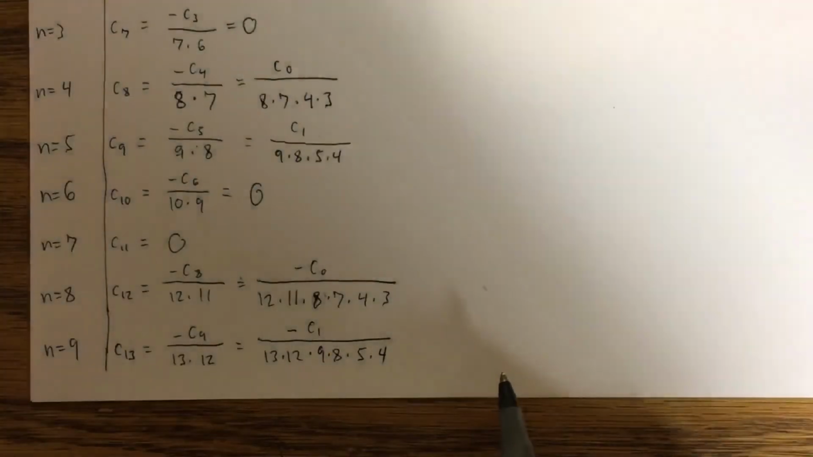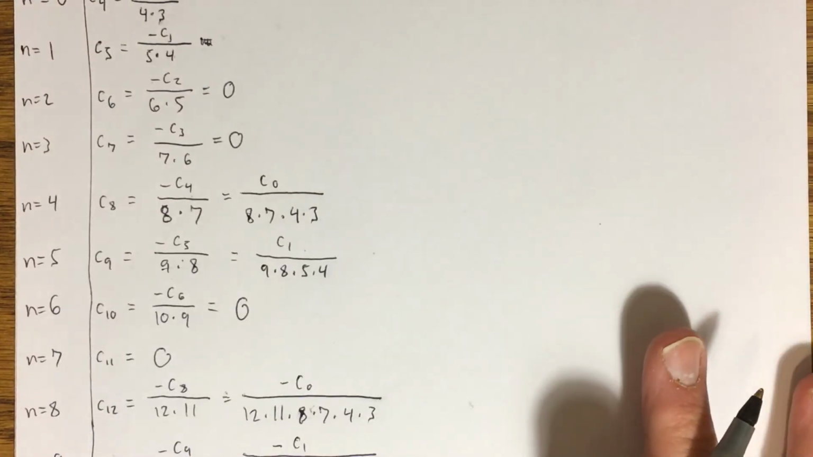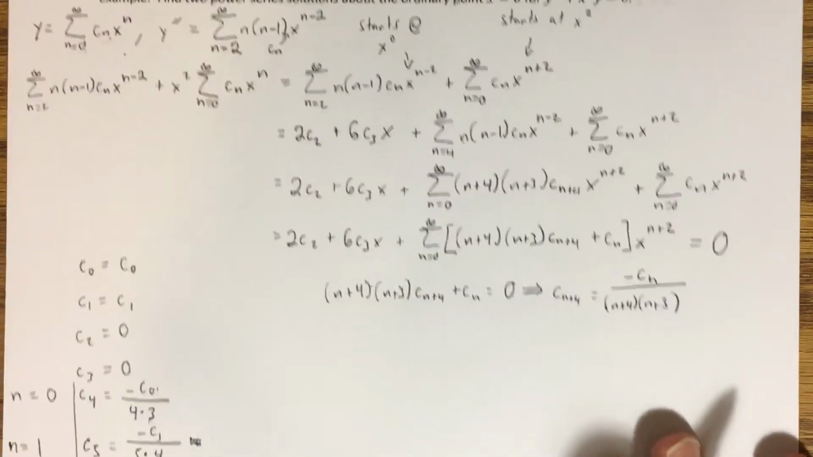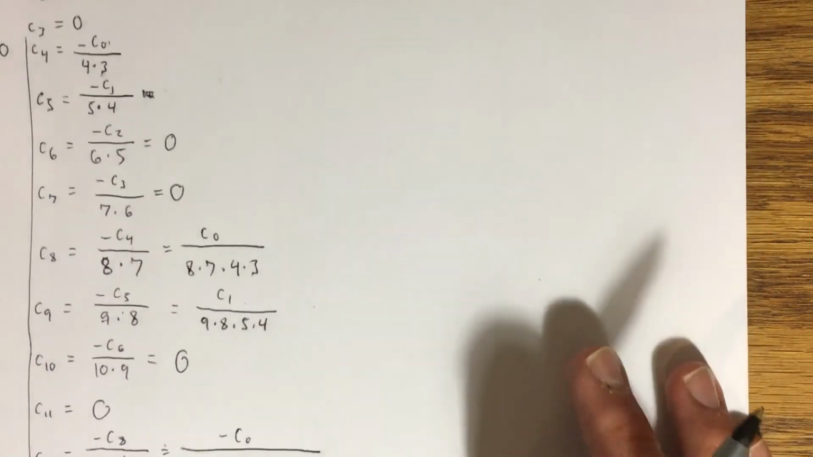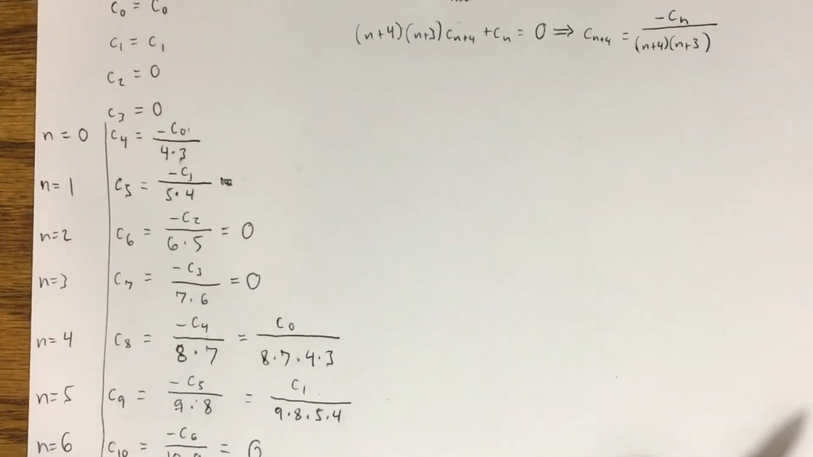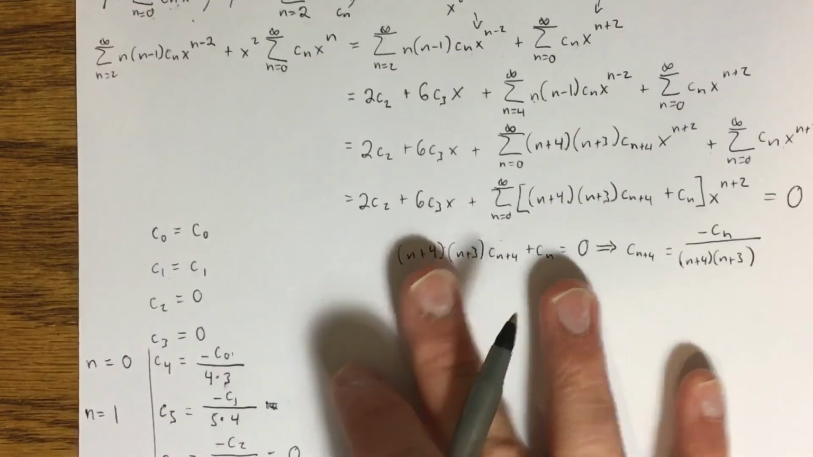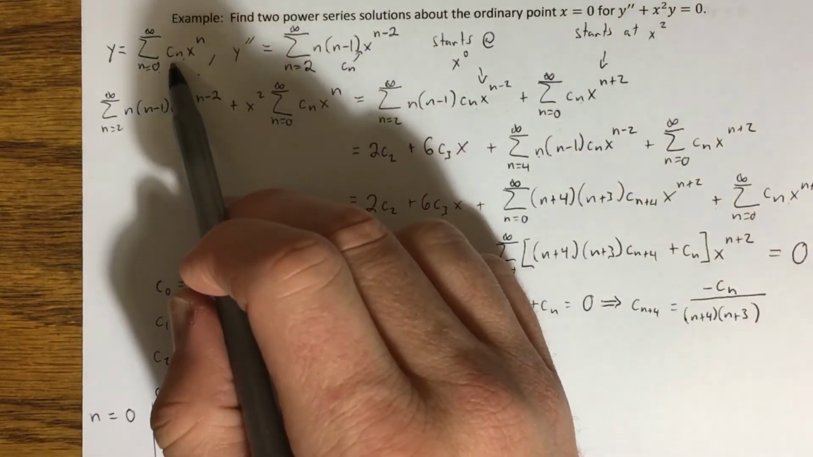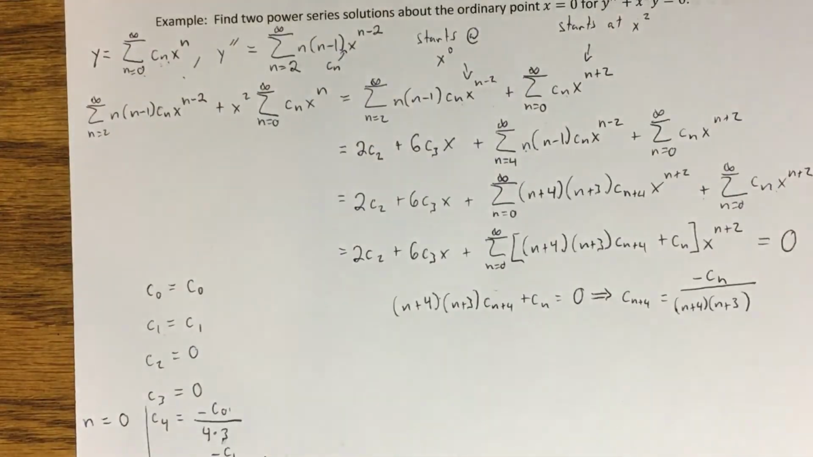Now, our goal here is not to find a general solution, but we're doing enough work to find one. It's saying it wants us to find two power series solutions about the ordinary point x equals 0 for that differential equation. The way we're going to find these two series solutions is we're going to remember what we just found. These are all coefficients on our power series that we defined up here. So each Cn is a coefficient on an x to the n term, right?